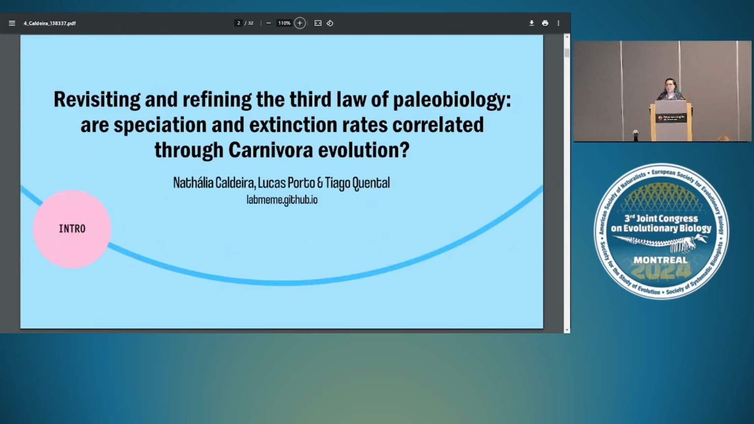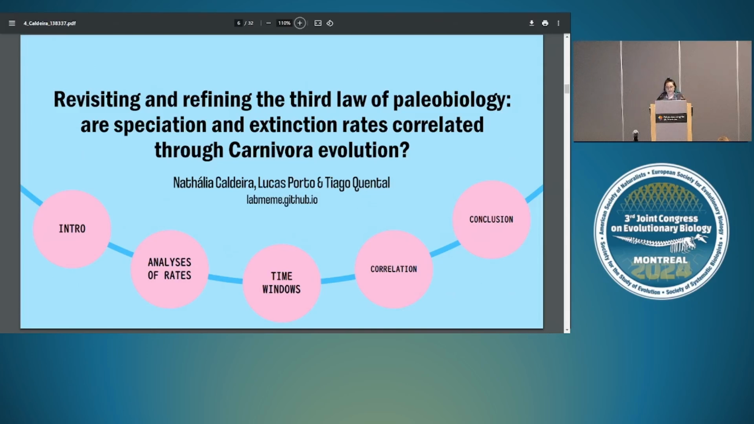Hopefully, I'll give you a brief introduction of this topic. I'll show you how we obtained the speciation and extinction rates. I'll show you why and how we divided the diversification dynamics of carnivorous mammals into time windows. I'll show you our correlation so far, and I'll give you a brief conclusion of what we did until now.